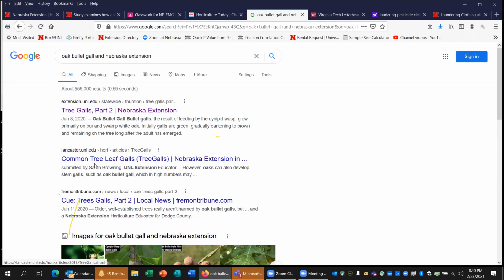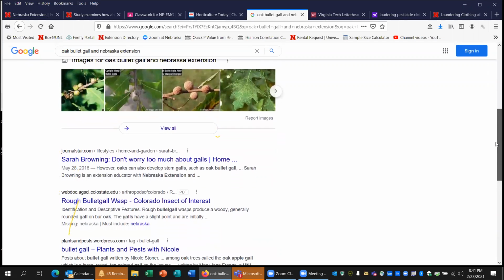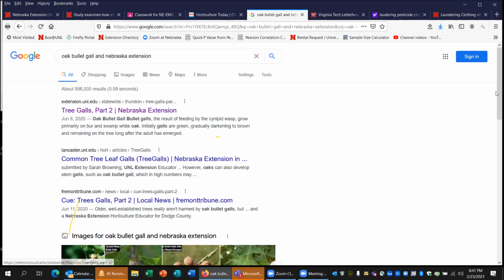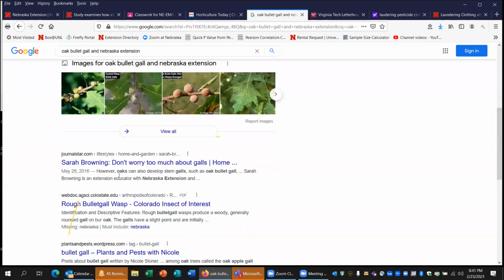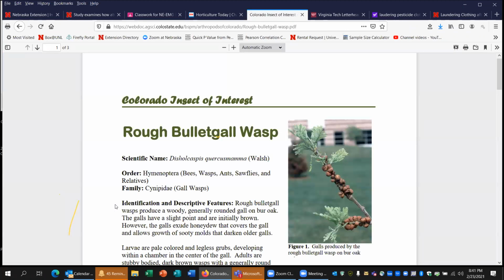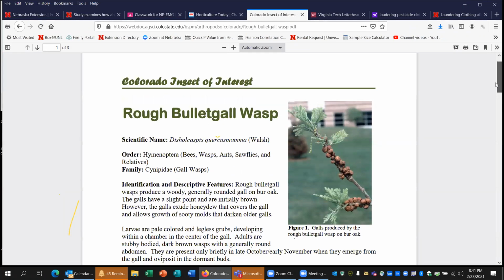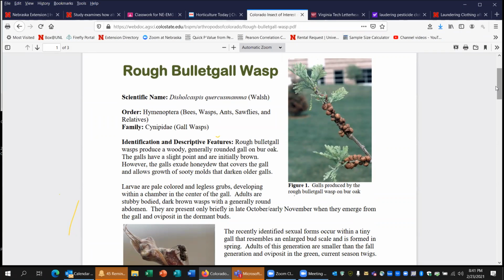This is from Lancaster County, written by Sarah Browning, who is my colleague in Lincoln and Lancaster County. Here's the article from the Fremont Tribune, the one we just saw from Kathleen Q. So this starts to sort out information on the web from the University of Nebraska Extension. When we did this, you had 4 hits before you got to something from Colorado State. So at least if you don't find something from Nebraska that works, and if the information from Colorado State is applicable to our situation, then you can use something from CSU as a good resource for many of us in Western Nebraska, and it would be the same thing in Western South Dakota.